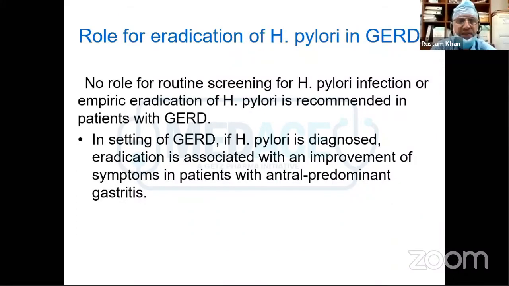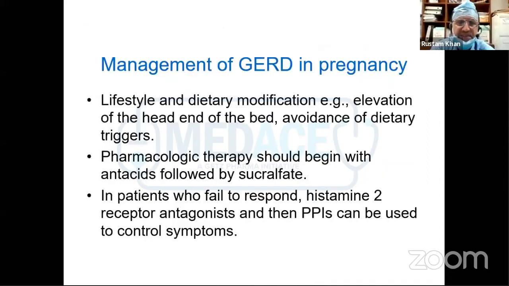What is the role of H. pylori eradication in the patient with GERD? There is no role for routine screening of H. pylori infection, and empirical eradication of H. pylori is not recommended in the patient with GERD. But in the setting of GERD when there is antral gastritis and H. pylori infection, that should be treated, and that improves the symptoms to some extent.